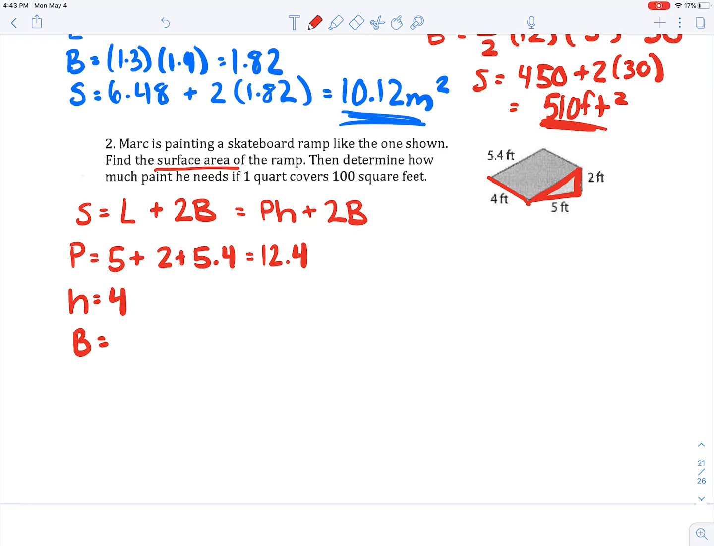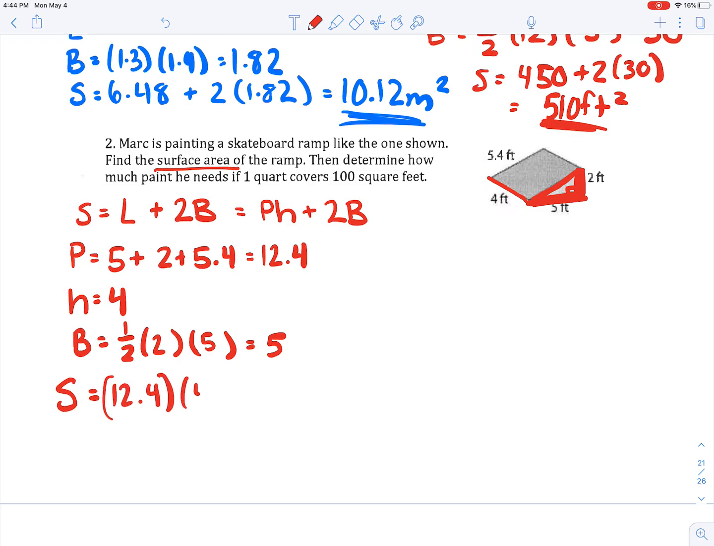Capital B stands for area of the base. Well, the base is a triangle, and my area formula for a triangle is 1/2 the base of the triangle times the height of the triangle. And remember, the base and the height make the right angle. So I see 2 and 5. 5 times 2 times 0.5, or 5 times 2 divided by 2 gives me 5. So now I'm ready to plug into my formula. I need the perimeter times the height plus 2 times the area of the base.